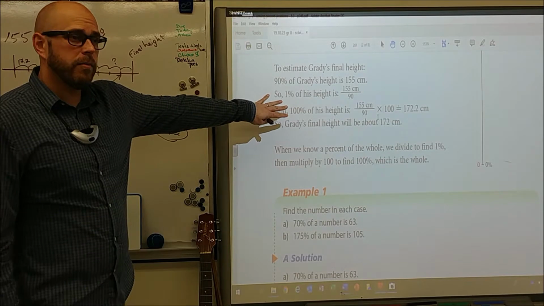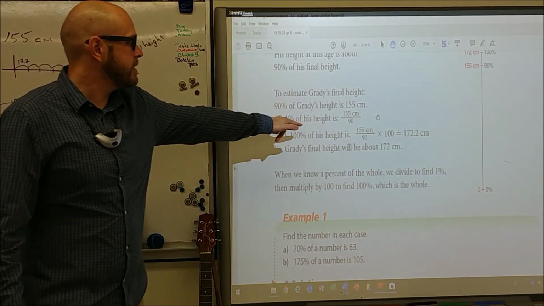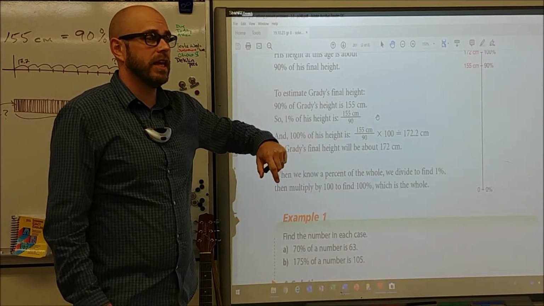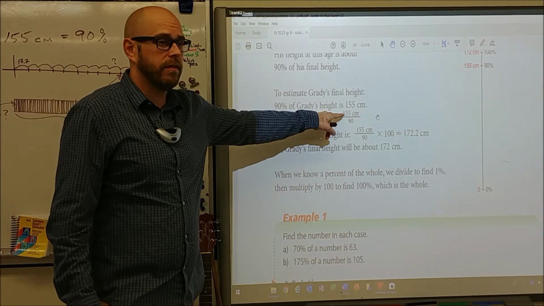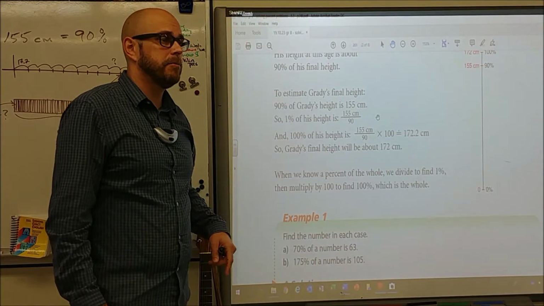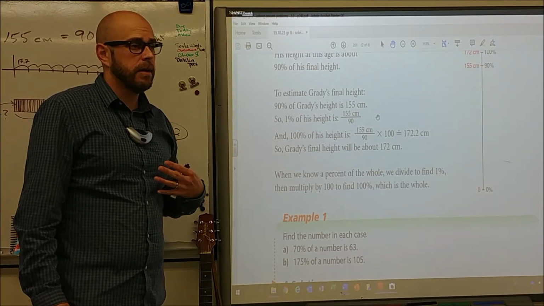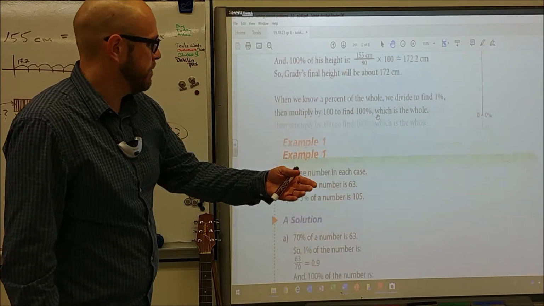So here's a further breakdown and a different way to look at it. You can see they divided with 155 over 90 instead of the classic long division like we did, which means 155 cut into 90 pieces. Now personally, I like to always find the 1%, but in this case the 10% worked.